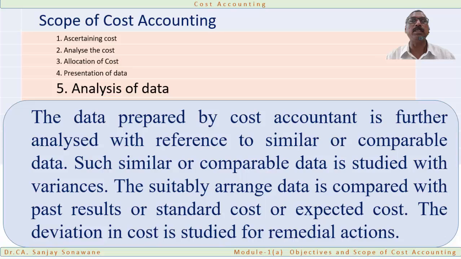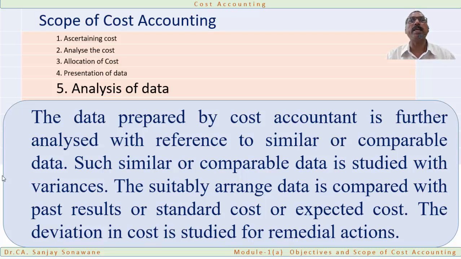Next one is analysis of data. Let us read these lines. The data prepared by the cost accountant is further analyzed with reference to similar comparable data. So whatever data you got, this is our cost. Then we try to compare with the earlier year, whether it is as per last year or it is more. So that is one way of looking at it.